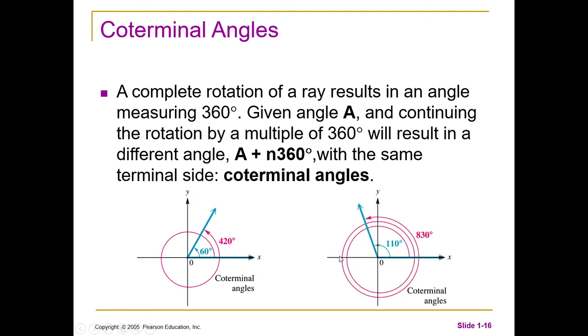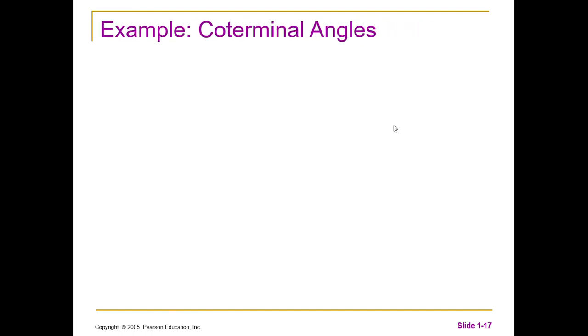Pag 830 degrees, mag-start tayo sa 0. Ikot, dire-diretso, hanggang sa ma-reach natin yung 360. Sobra, yun yung 110. Yun yung coterminal angles ng 830 degrees. Madali lang yan.